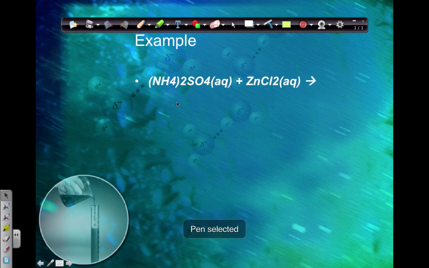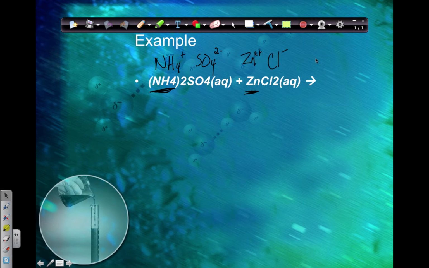All right, so in the next one, I'm going to identify my cation. In this case, it's ammonium, so it's either going to be a metal or ammonium. And then in this case, it's the metal, which is zinc. So ammonium has a +1 charge, sulfate has a -2 charge, zinc is always +2, and chlorine is -1.